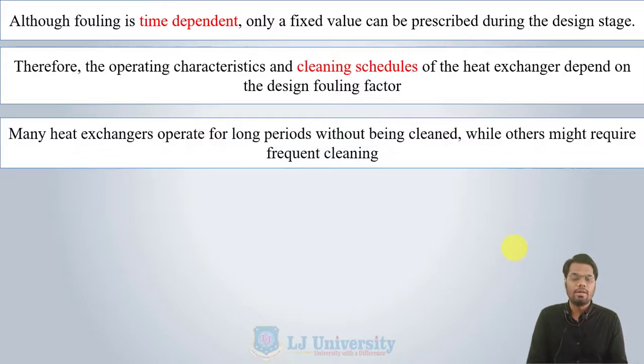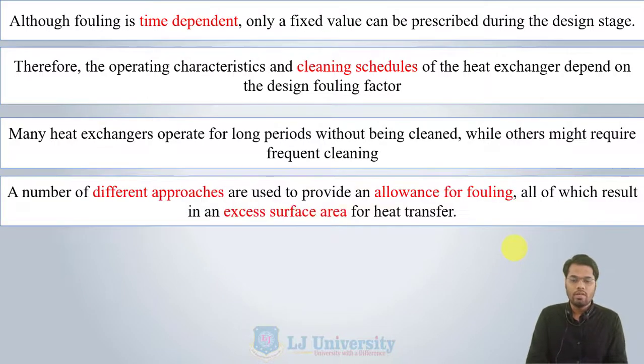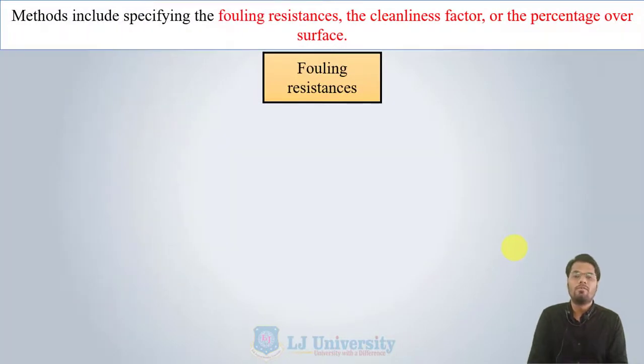Many heat exchanger operators operate for a long period without any cleaning, while others might require frequent cleaning. A number of different approaches are used to provide allowance for the fouling, all of which result in an excess surface area for heat transfer to compensate for the additional resistance provided by the fouling. Methods include specifying fouling resistance, the cleanliness factor, denoted by CF, and the percentage over surface.